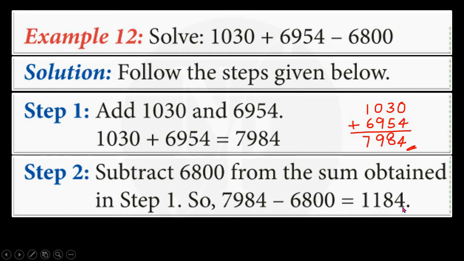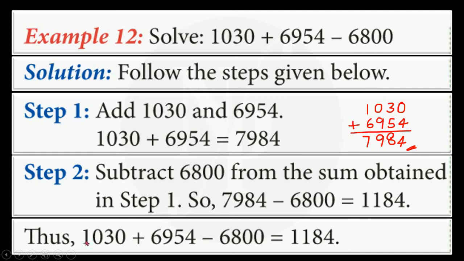1184. So in problems in which both addition and subtraction are involved, we need to add the first two numbers if it is addition in the first step. We will add the numbers and then from the sum we will subtract the third number as it is shown here.